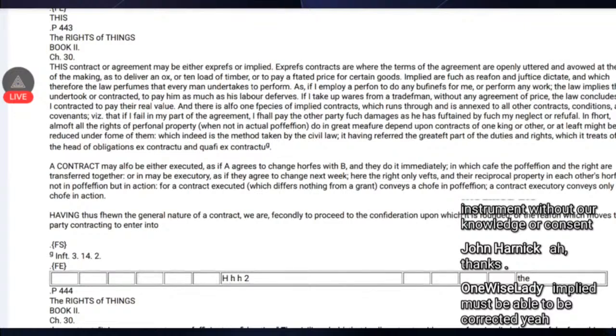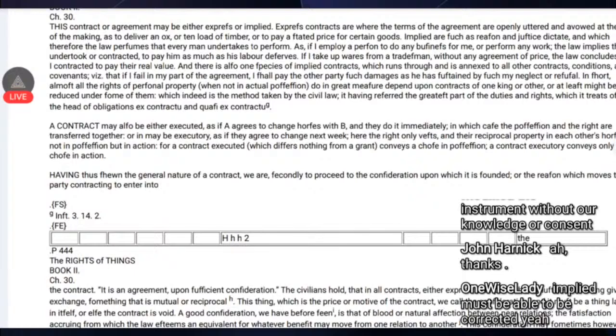A contract may also be either executed, as if A agrees to change horses with B and they do it immediately, in which case the possession and right are transferred together, or it may be executory, as if they agree to do it next week, in which case the right only is transferred, and the possession not in possession but in action. A contract executed, which differs nothing from a grant, conveys a chose in possession. A contract executory conveys only a chose in action.